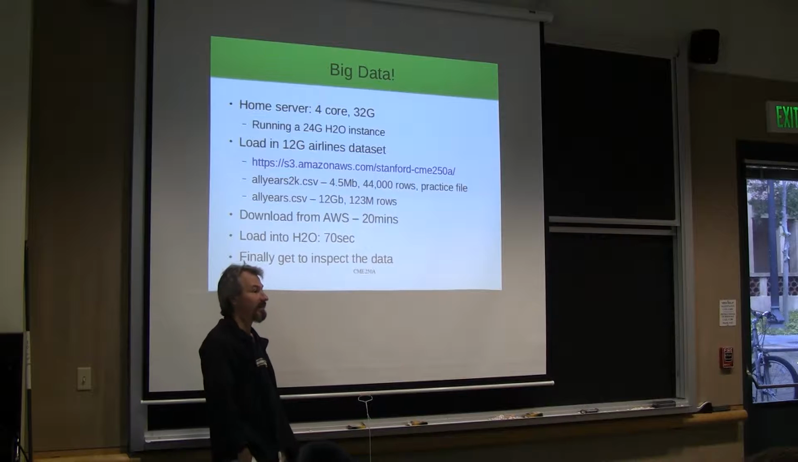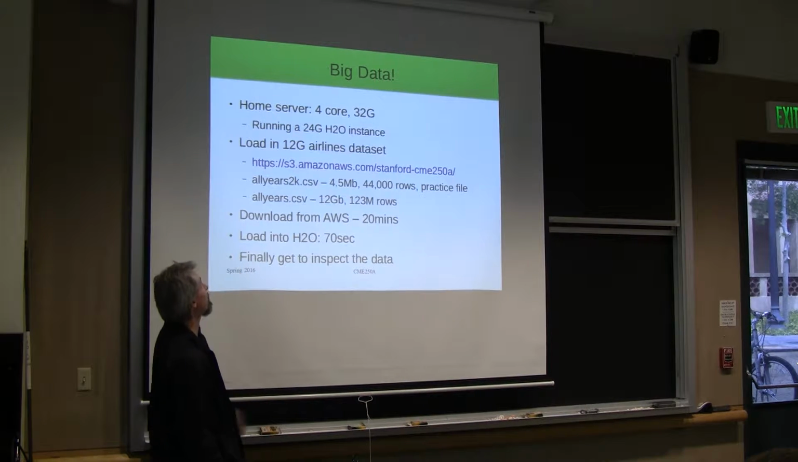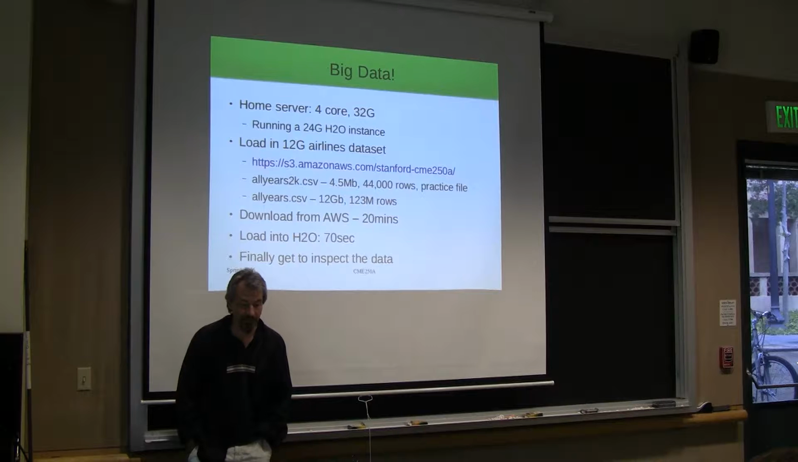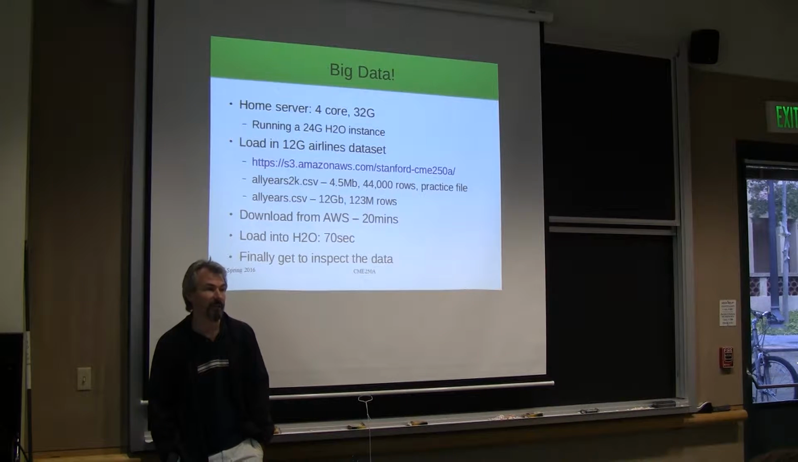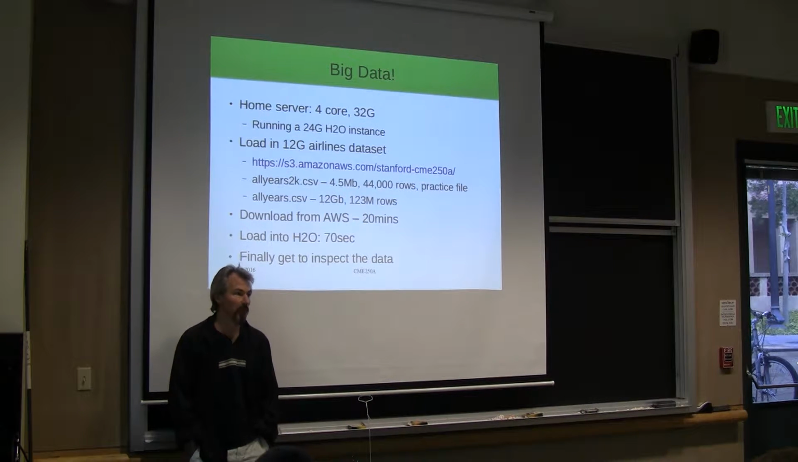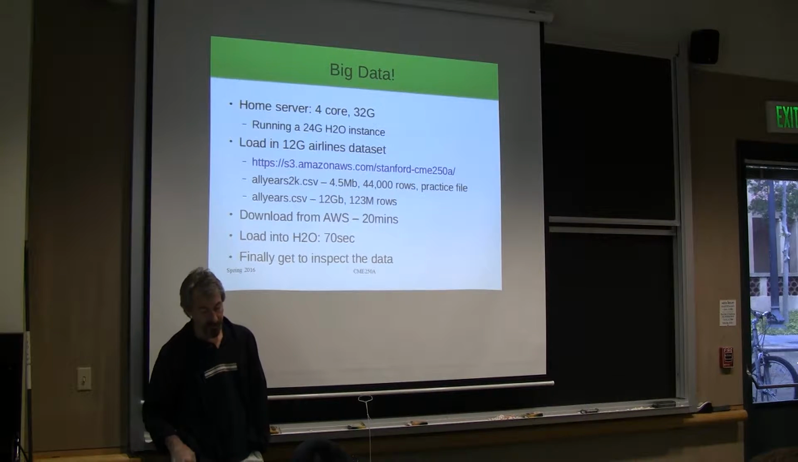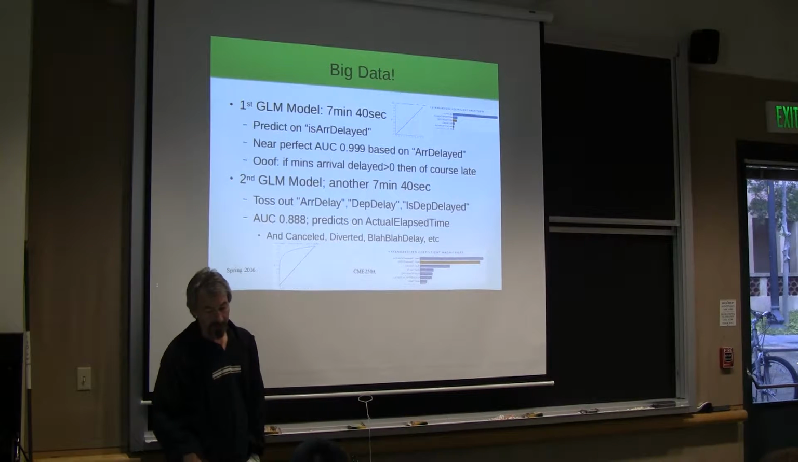So in this case, I said, okay, I'll start with easy. I'll grab my home machine, which is a 4-core, 8 hyper-threaded, 32 gig machine. I launched a 24 gigabyte JVM instance to load a 12 gigabyte data set. Well, it took about 20 minutes to load that data set down over a pretty good internet connection. Once it was downloaded, it only took a little over a minute to get it into an H2O instance, and then I get to peek at the data.